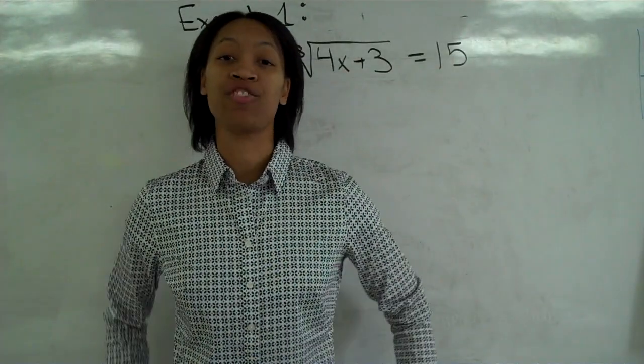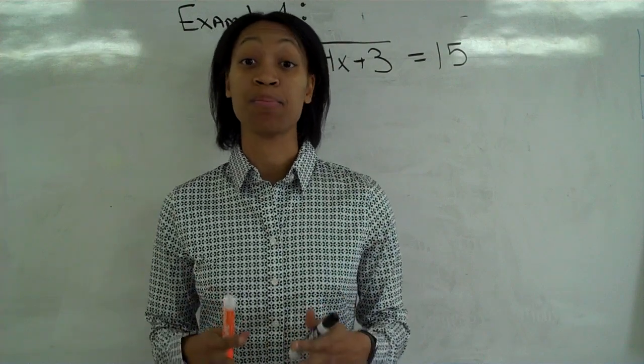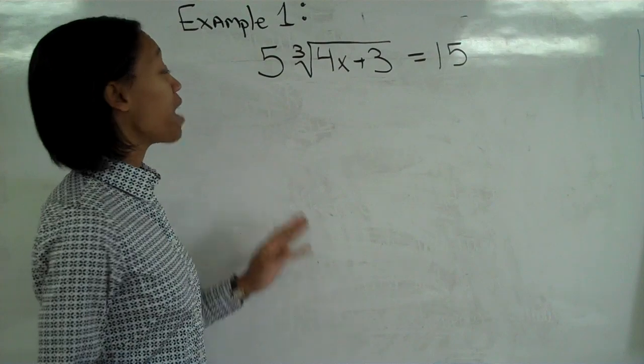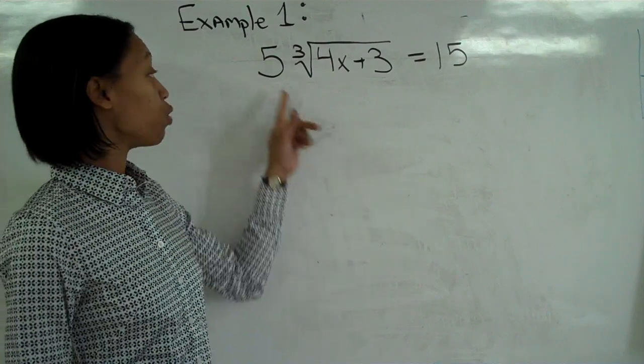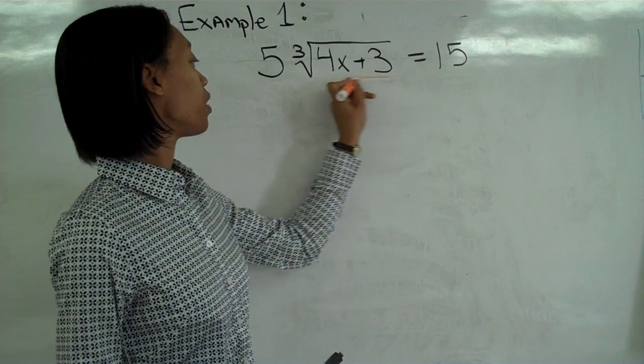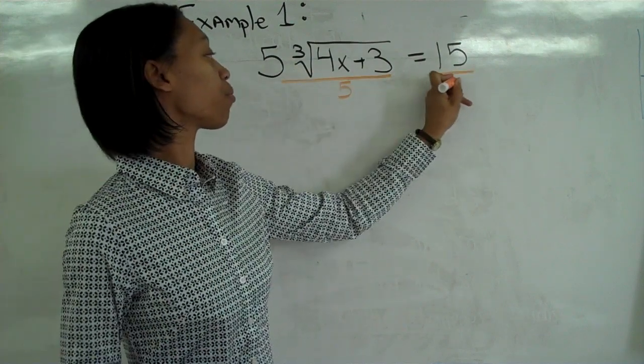Okay, let's go ahead and do a lot of examples about this. Please go ahead and write these examples down, students. Okay, so my first example here, I need to start by isolating the radical. So I need to get rid of this 5. So my first step is going to be to divide both sides by 5.